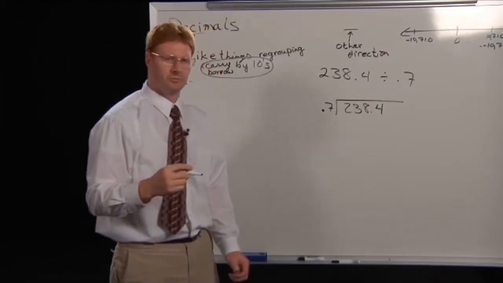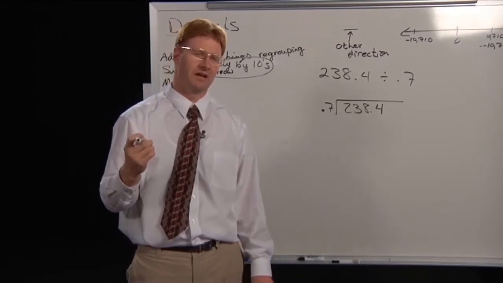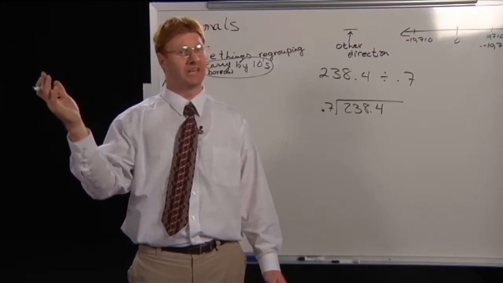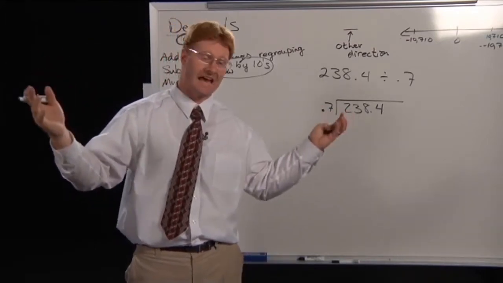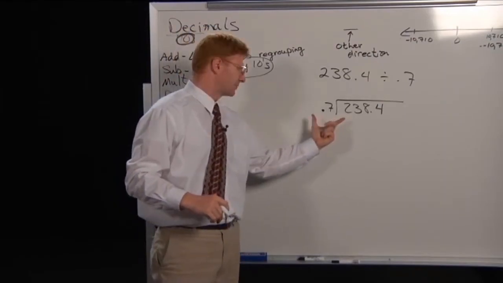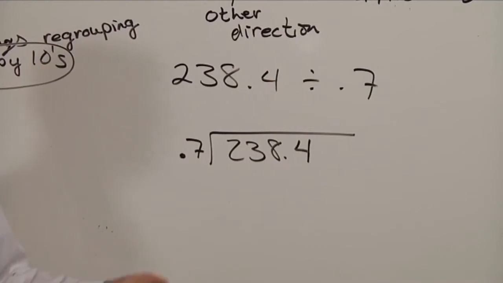Now, I don't know about you, but I don't remember my 0.7 times tables really, really well. You don't just have it running around in your head, oh, 0.7 times 13 is this, and 0.7 times 18 is that, whatever. We don't know it very well, so this isn't really comfortable and say, okay, 0.7 goes into 2 how many times? You're like, I don't know.